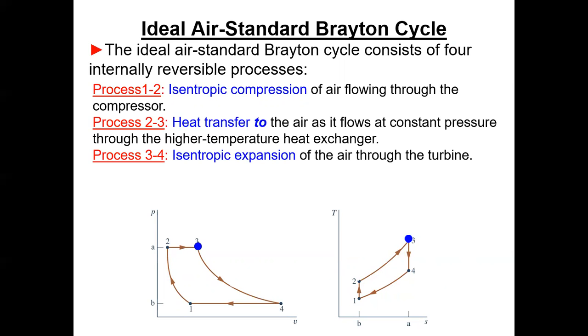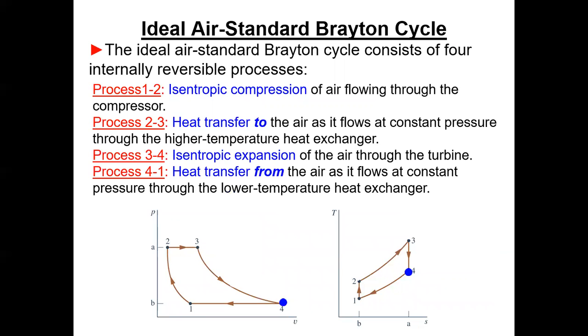And then the isentropic expansion of air through the turbine is going to be from 3 to 4. So on the PV diagram, that's another line of constant entropy, just a larger value. And on the TS diagram, we just come vertically straight down if we're isentropic.